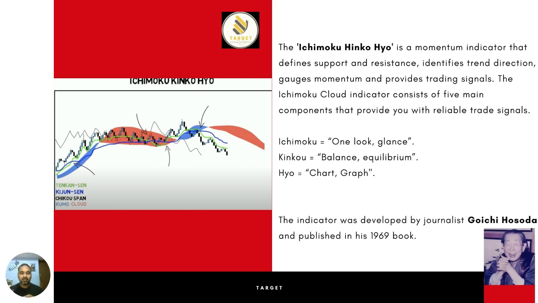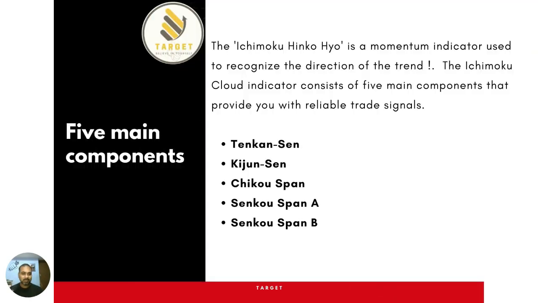The Ichimoku indicator was developed by Goichi Hosoda, a Japanese journalist. He reportedly spent 30 years working on it to build the Ichimoku indicator. In the early 1960s, there were no computer systems, right? So he used to manually take the market's daily high and low entries and plot this Ichimoku indicator for his analysis.